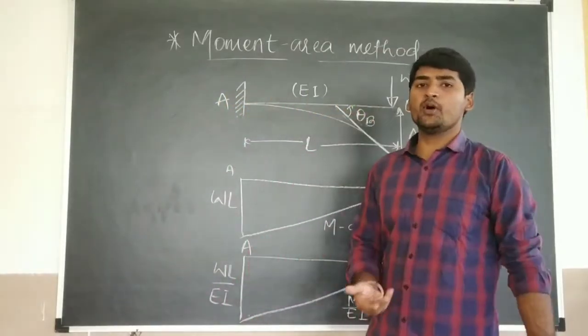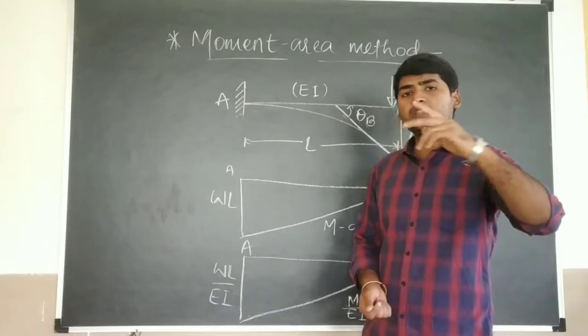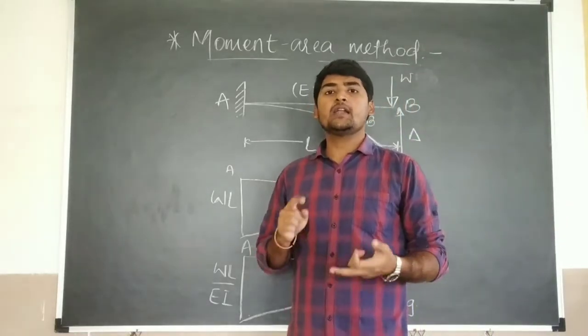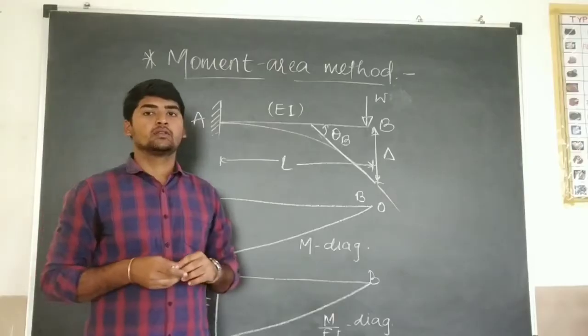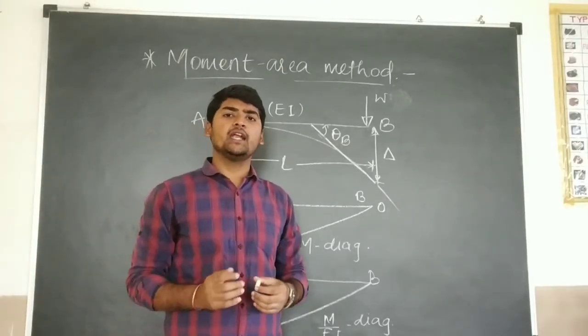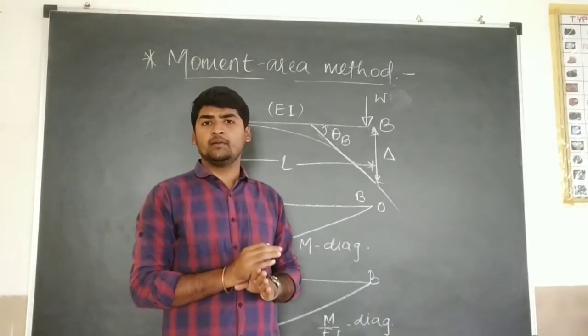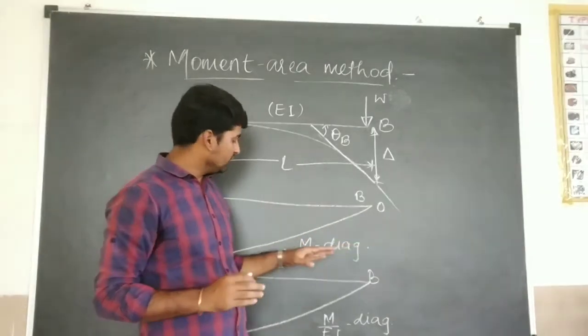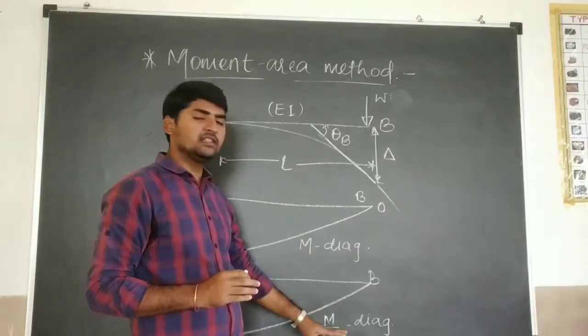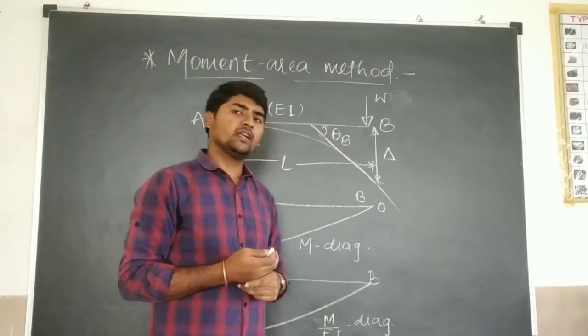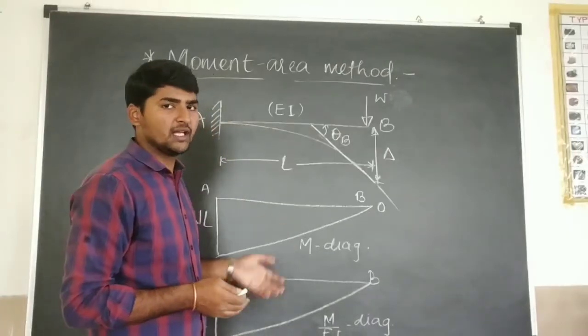So what is the M upon EI diagram? In both theorems we have discussed the area of the M upon EI diagram and the moment of the M upon EI diagram. To draw the M upon EI diagram, we simply draw a bending moment diagram for this beam, and from this bending moment diagram we can easily draw the M upon EI diagram. We already know how to draw bending moment diagrams for different types of beams.